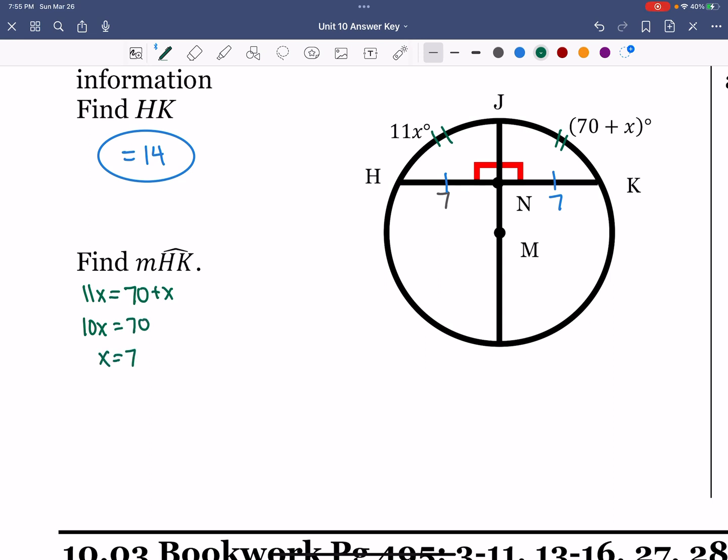Now once we find x, the measure of arc HK is going to equal all of that added together, so 11x plus 70 plus x. This gives me a total of 12x plus 70. Another way I could have done this is go ahead and plug that 7 into each individual arc and then add those together. That is also a good way to verify that yes, you did do it correctly.